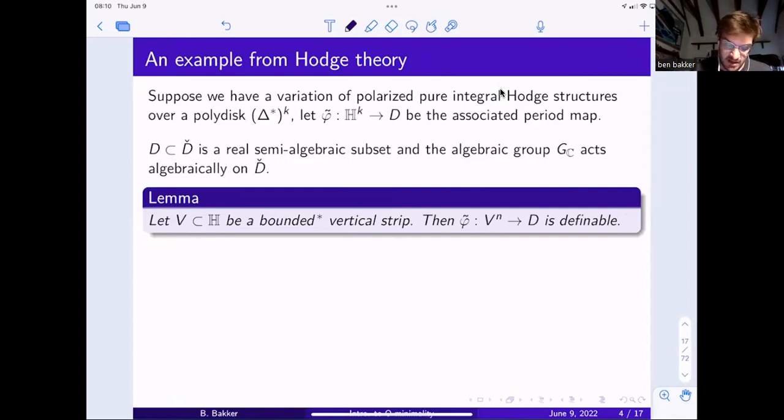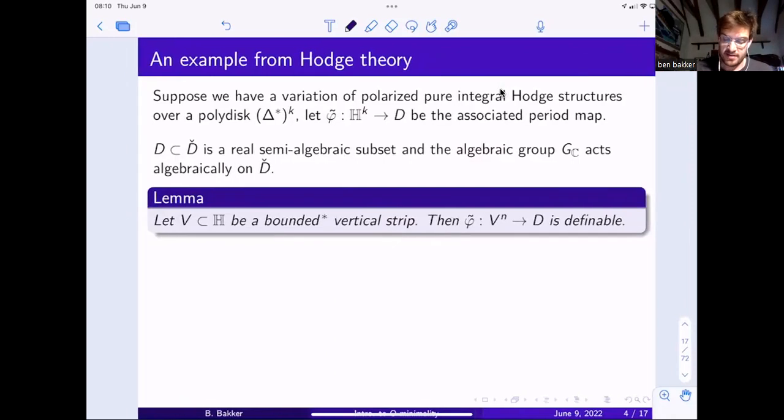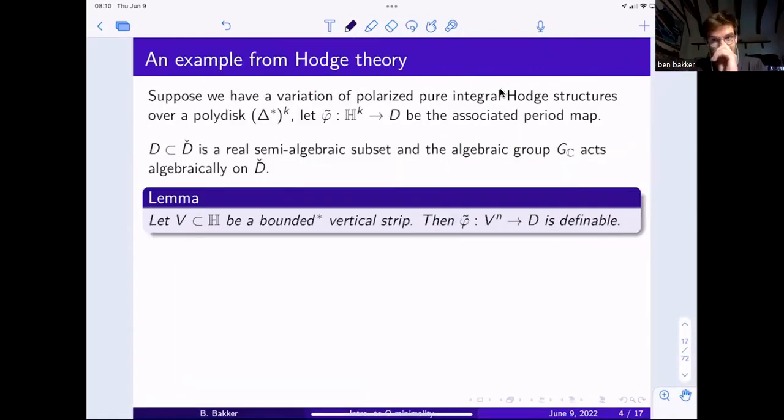Here's the lemma. If I take any bounded vertical strip inside the upper half plane, then very similar to this exponential example we just did, the period map restricted to the nth product of these bounded vertical strips is definable.